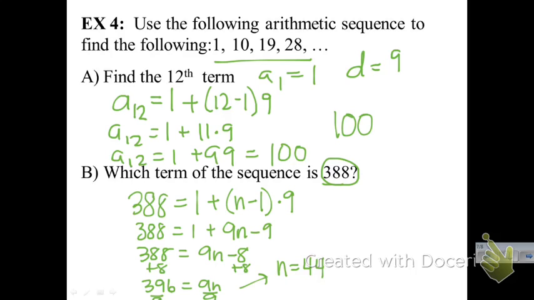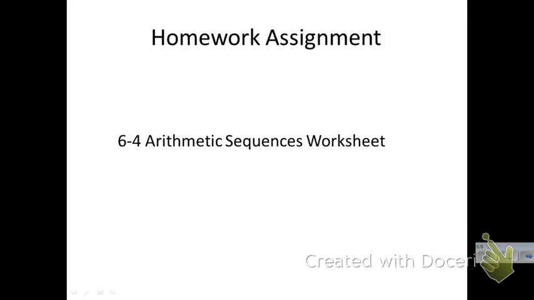And again, there are other ways to do that. This is the way I'm going to choose to show you. So good luck with your assignment. It's 6-4 Arithmetic Sequences worksheet. You might want to start on some of those word problems on the back. And they're going to be like example 4. You want to start out by identifying what you have so that you know what to replace in your equation.